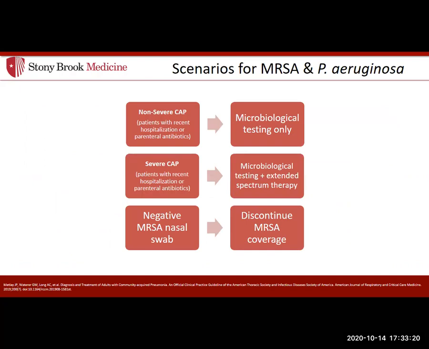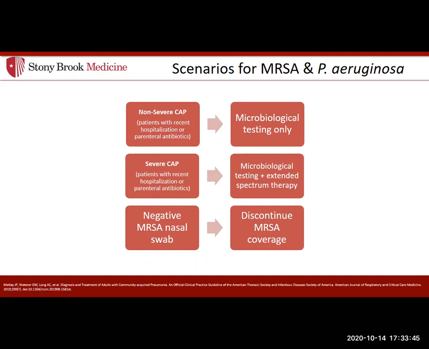So on this slide, I have some scenarios that were mentioned in the guidelines for MRSA and Pseudomonas and the respective actions that should be taken in each setting. So in the setting of non-severe CAP in patients with recent hospitalization or parenteral antibiotic use, extended therapy is not warranted, as these patients who are stable enough can be easily escalated if necessary.